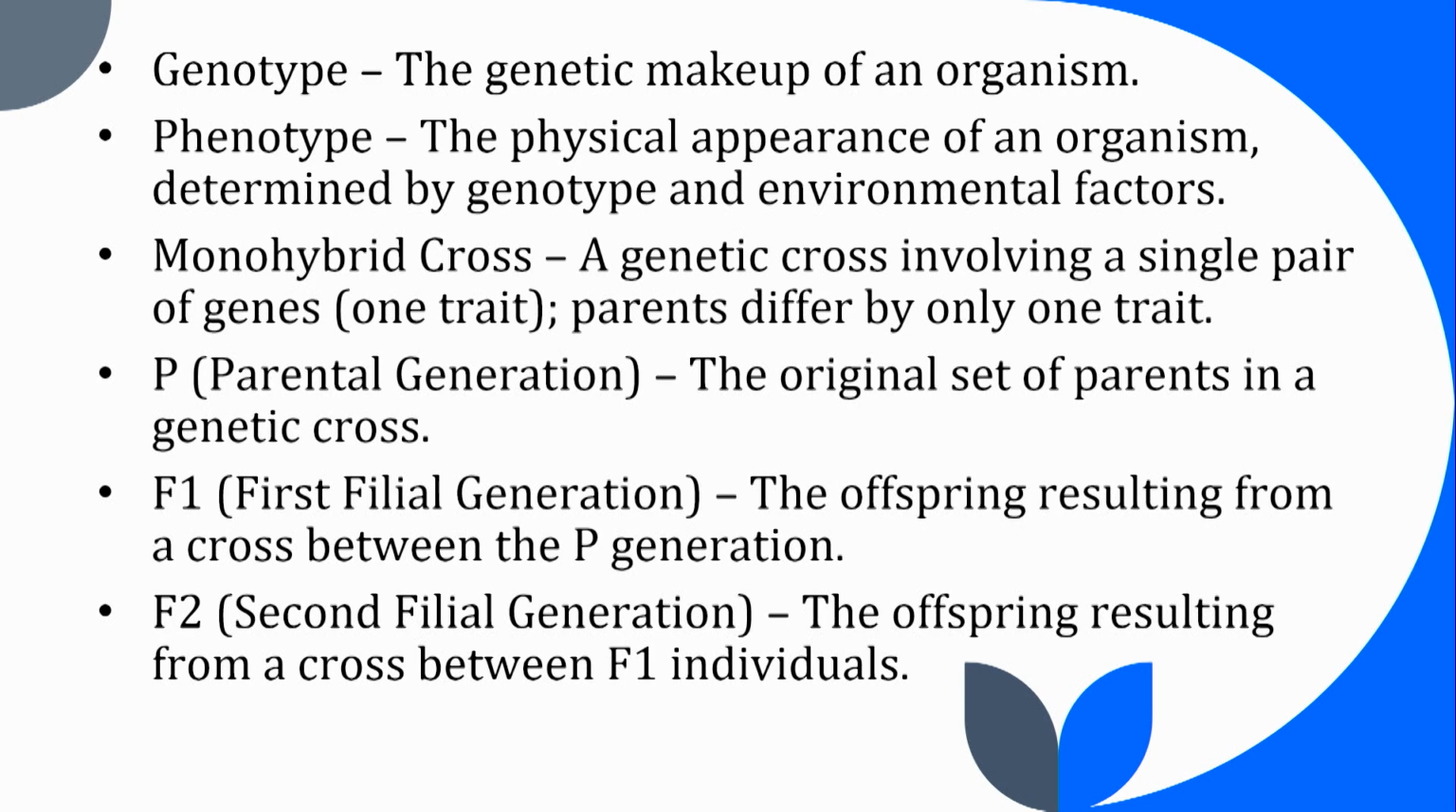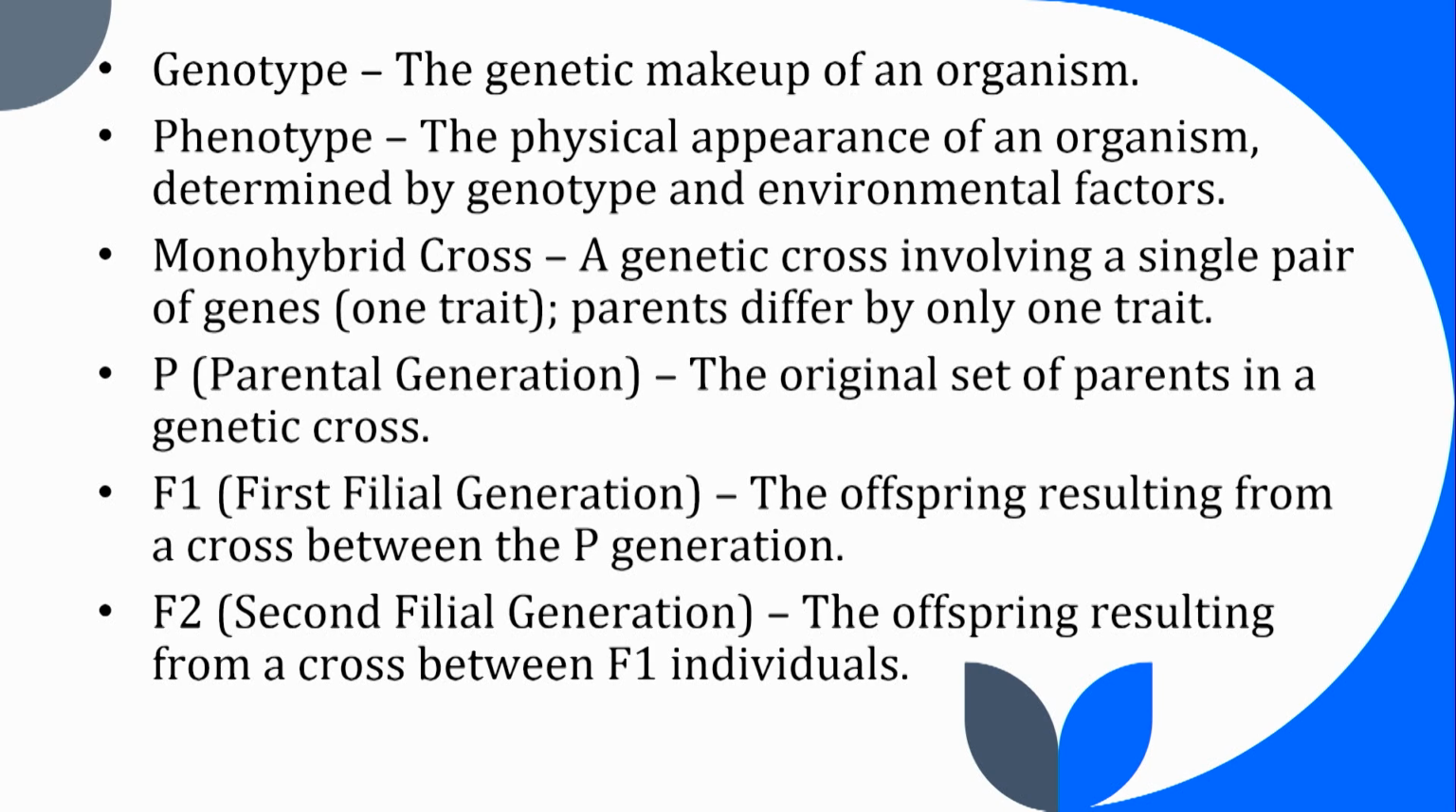What we're going to get started on in the next unit is something called a monohybrid cross. A monohybrid cross is a genetic cross involving a single pair of genes. It's one trait, and parents differ by only one trait. This is like a regular Punnett square that has those 4 cells. Later on in this unit, we'll do something called a dihybrid cross, which is when you're tracking 2 genes instead of just 1. And then lastly, here are different types of generations.